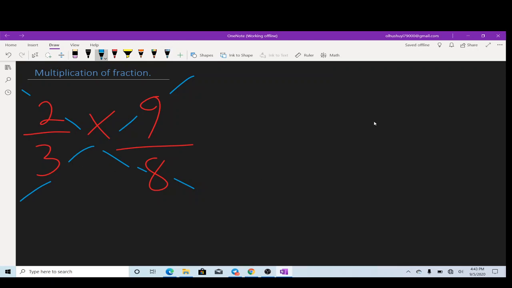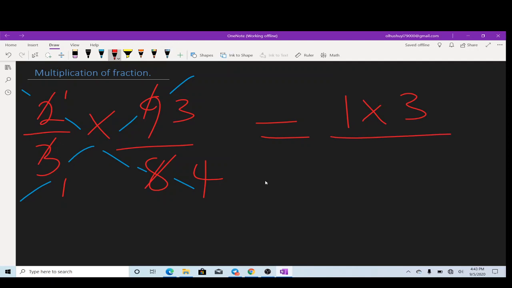You go this way, you check 2 and 8. How many 2s can you see in 2? 2 in 2 is 1. 2 in 8 is 4. Come to 3 and 9. 3 in 3 is 1. 3 in 9 is 3. What do we have? Now multiply the numerators and the denominators together. The numerators are 1 and 3, so 1 times 3, divided by the denominators 1 and 4, that will be 1 times 4. And that will give you 3 upon 4. That's the first approach.